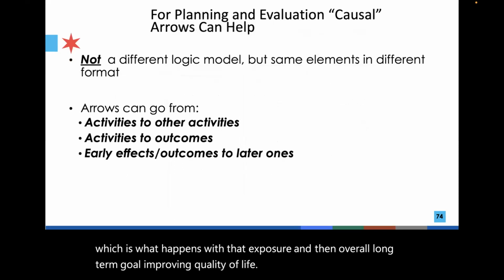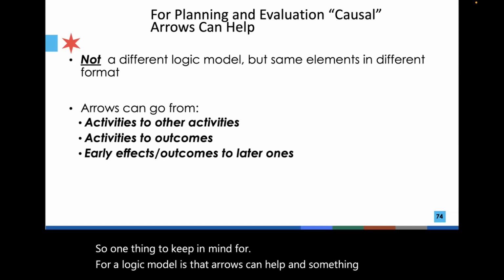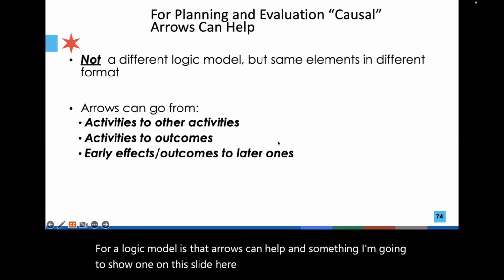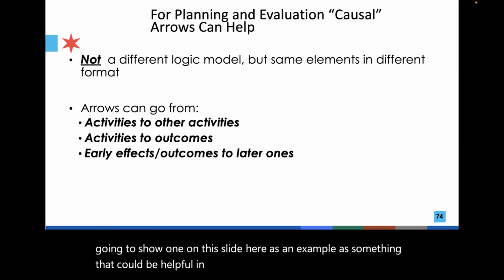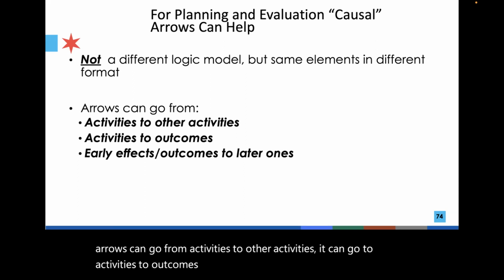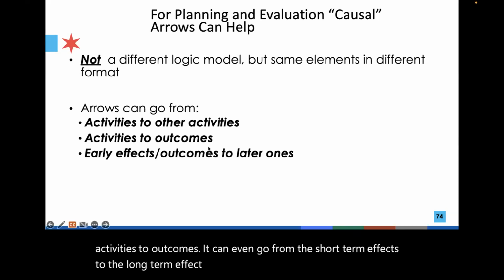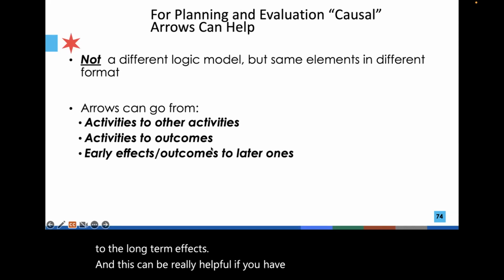Okay, so one thing to keep in mind for a logic model is that arrows can help. I'm going to show one on this slide as an example, as something that could be helpful in describing how everything fits together. The arrows can go from activities to other activities, from activities to outcomes, and even from the short-term effects to the long-term effects. This can be really helpful if you have multiple components in a program.